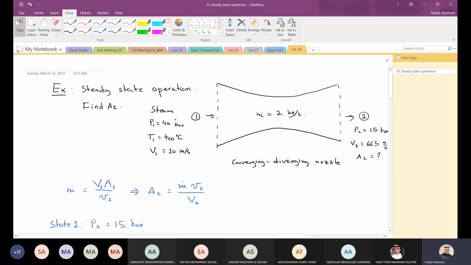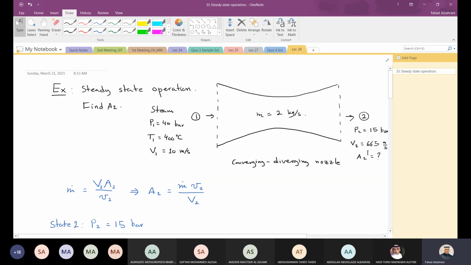So you can see here I have steam entering this nozzle at 40 bar and 400 degrees Celsius with a speed of 10 meters per second. The steam exits at a pressure of 15 bar and a velocity of 665 meters per second. Okay, so you can see the speed increased very high here. And the operation of this nozzle is steady state. We have one inlet, one exit, as you can see.